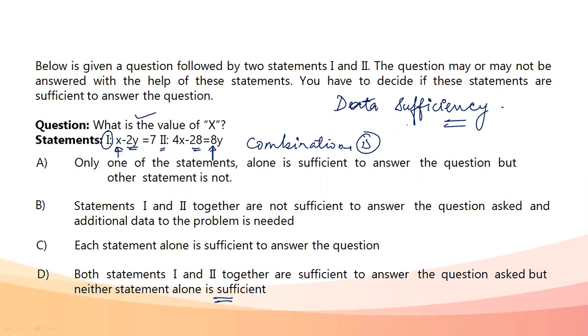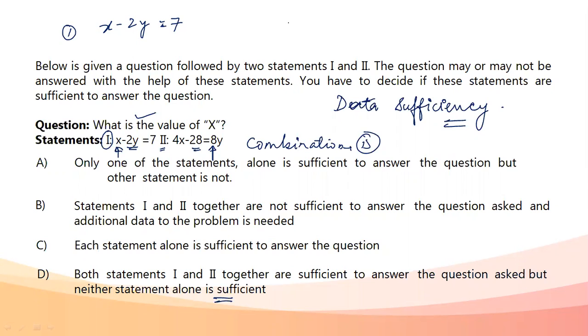Okay, now let's look at this question. Since we are clear with what the question is, what the setup is, let's try to look at this particular question. The question asks what the value of x is. The first statement says x minus 2y is equal to 7.